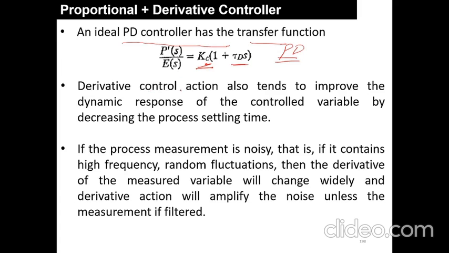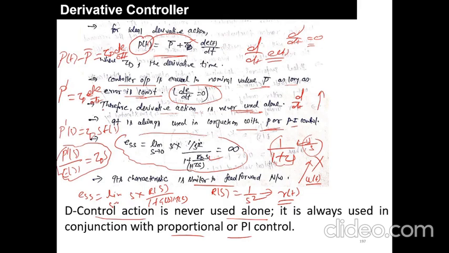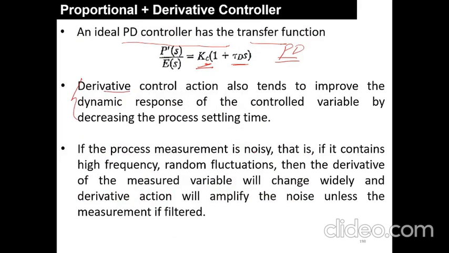Okay. So what is the advantage and what is the disadvantage of derivative? The disadvantage is that the error is infinite, that is, the error is maximum. However, the speed is very fast, and it can predict the future. This is the advantage of the derivative controller.